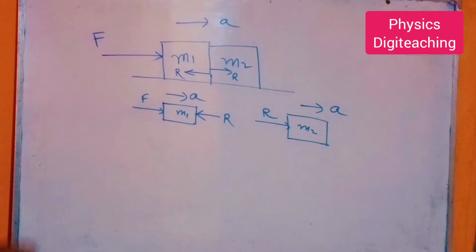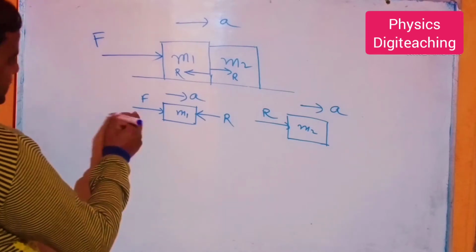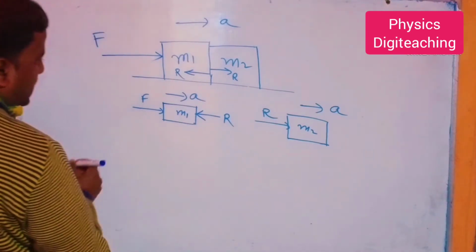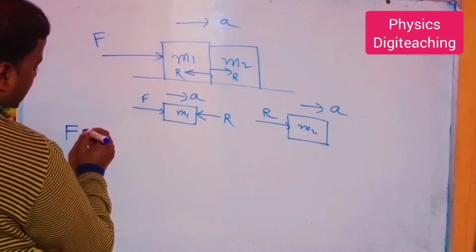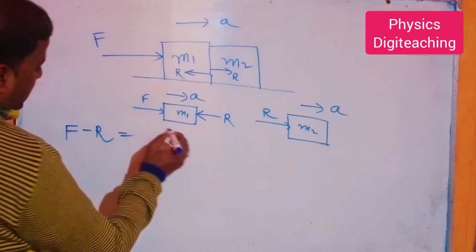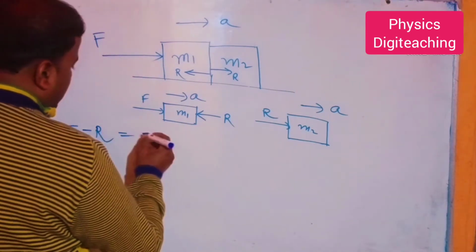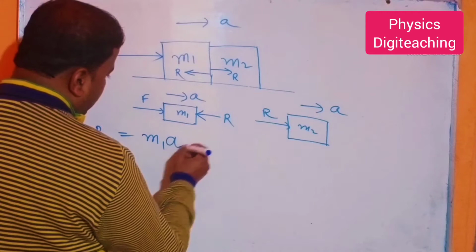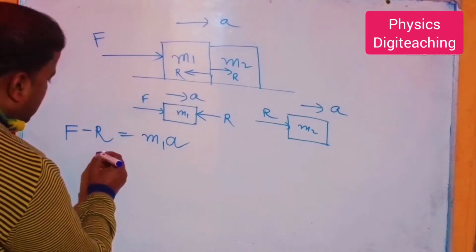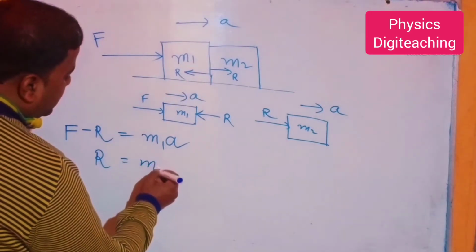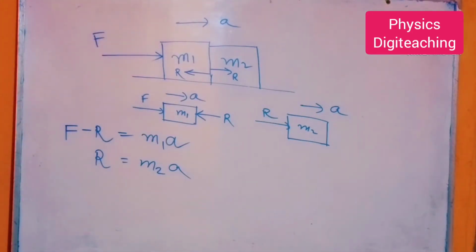Now we set up the equations of motion, first for the body m1, which moves along this direction. There are two forces, F and R. The net force is F minus R, and we know the total force equals mass times acceleration. Therefore F minus R equals m1 into A. Similarly, for the mass m2, we get the equation R equals m2 A. Here R is the only force applied on the body of mass m2.